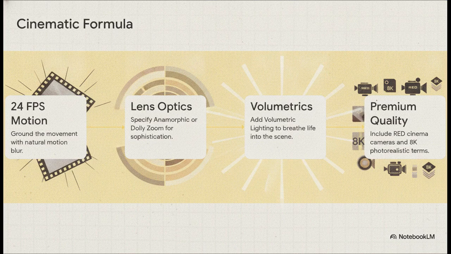All right, let's bring this all together. By chronologically layering these 4 distinct pillars, you're building an unbreakable foundation. Step 1, ground the movement by prompting 24 FPS motion. Step 2, add optical sophistication by specifying terms like anamorphic or dolly zoom. Step 3, breathe life into the scene with volumetric lighting. And finally, Step 4, wrap the whole thing in premium texture with Red and 8K quality terms. By stacking this formula, you ensure your Luma fade transition isn't just some cheap gimmick. It becomes a true masterclass in cinematic realism.